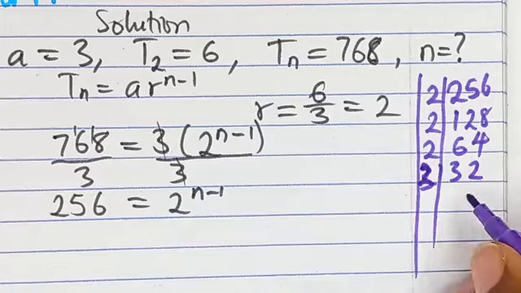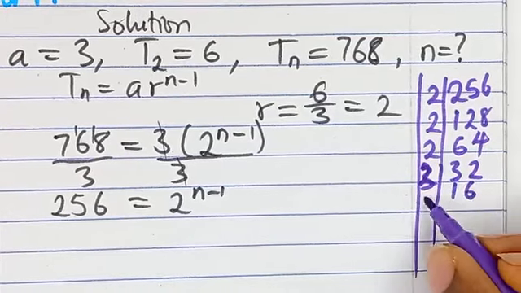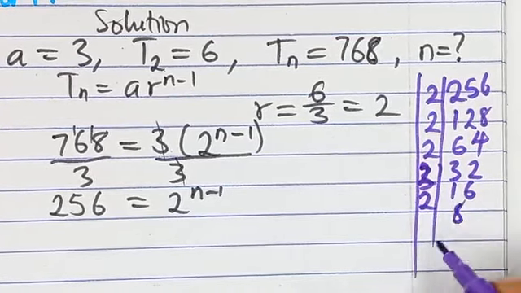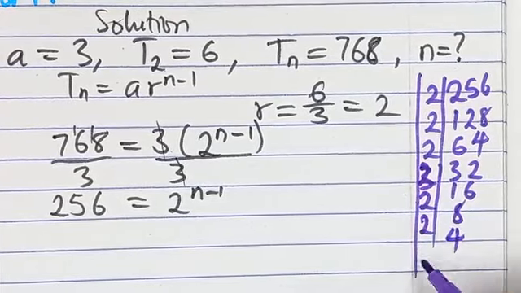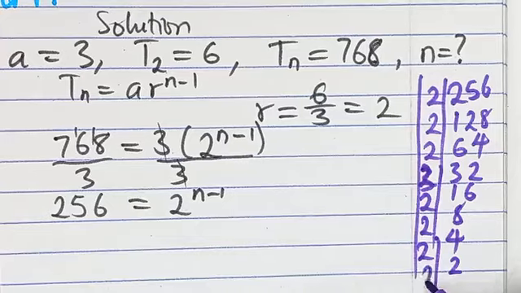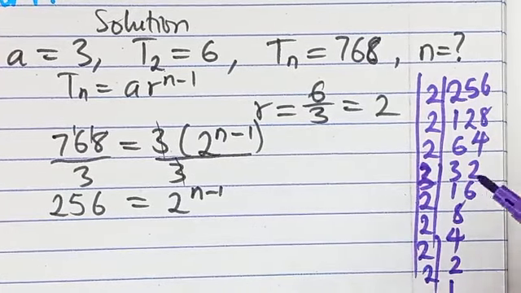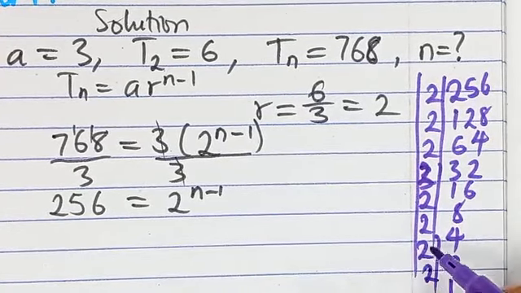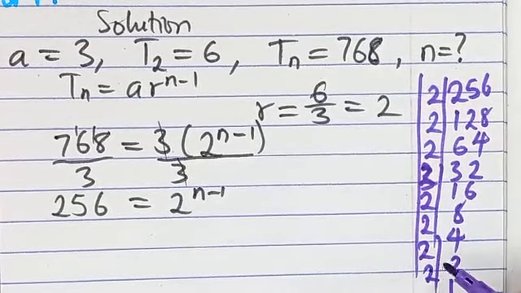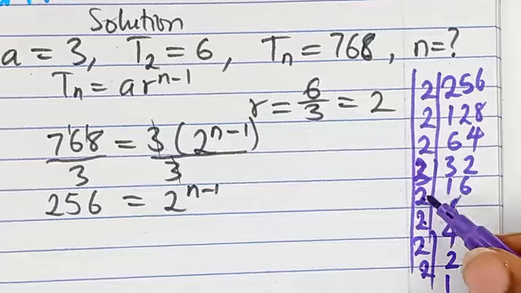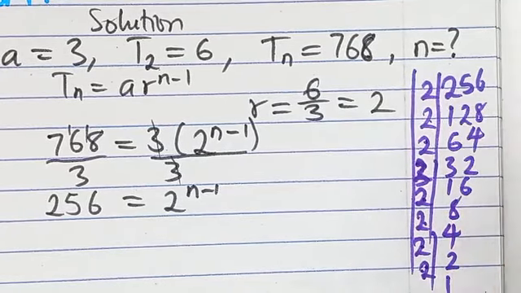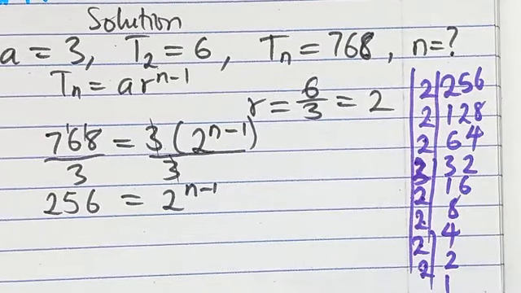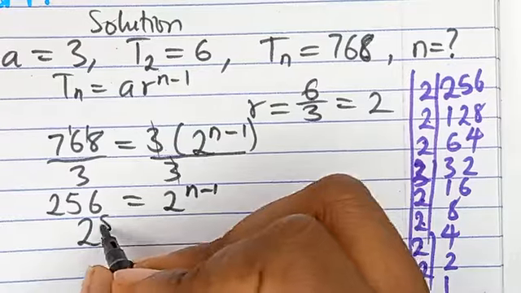2 into 2 is 1 and 6. 2 into 16 is 8. 2 into 8 is 4. 2 into 4 is 2. 2 into itself is 1. So how many 2's do we have here? 1, 2, 3, 4, 5, 6, 7, 8. So we have that 256 is actually equal to 2 raised to power 8.